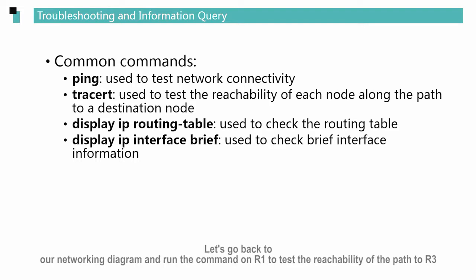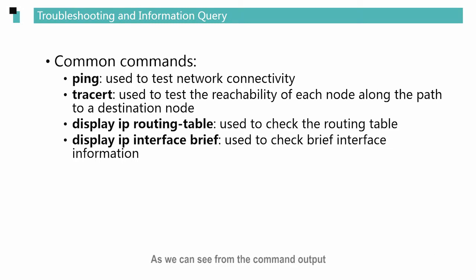Let's go back to our networking diagram and run the command on R1 to test the reachability of the path to R3. As we can see from the command output, the path has 2 hops. The first hop is 192.168.12.2, and the second hop is 192.168.23.3. Regardless of how many hops exist along the path, they are all displayed in the command output. The ping and the traceroute commands are used for troubleshooting purposes.